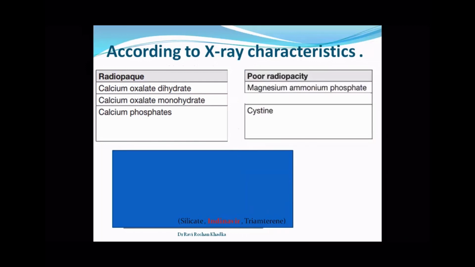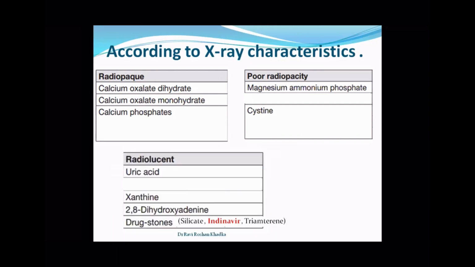Other stones, though they don't have calcium, can still be seen by plain X-ray, and they are not as white as calcium stones, but still they can be seen. That's why they are known as poorly radiopaque. Still can be seen in X-ray, but there are some stones which cannot be seen in our plain X-ray KUB, and these are known as radiolucent stones.